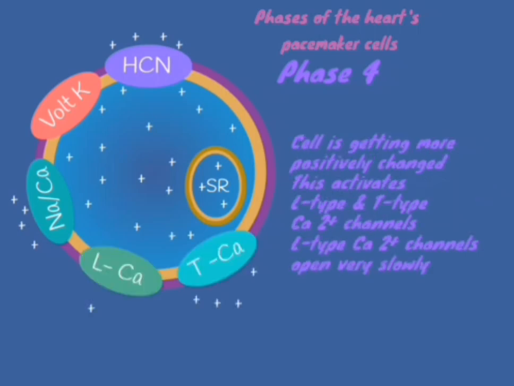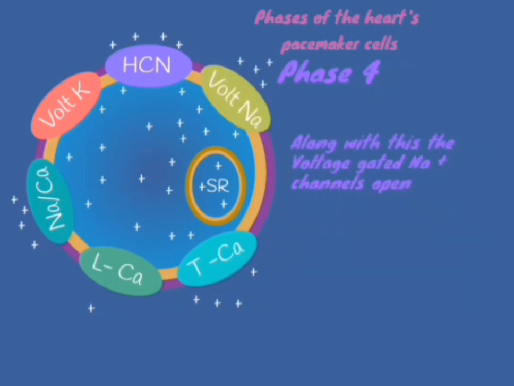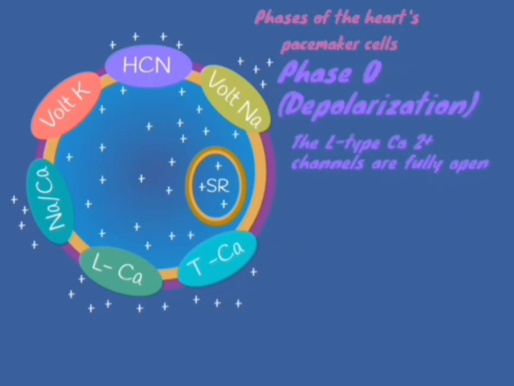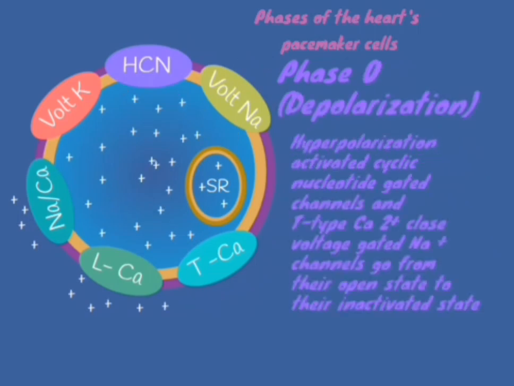The cell is getting more positively charged. This activates L-type and T-type calcium channels. L-type calcium channels open very slowly. Along with this, voltage-gated sodium channels open. Phase 0. The L-type calcium channels are fully open. Hyperpolarization activated cyclic nucleotide gated channels and T-type calcium channels close. Voltage-gated sodium channels go from their open state to their inactivated state.